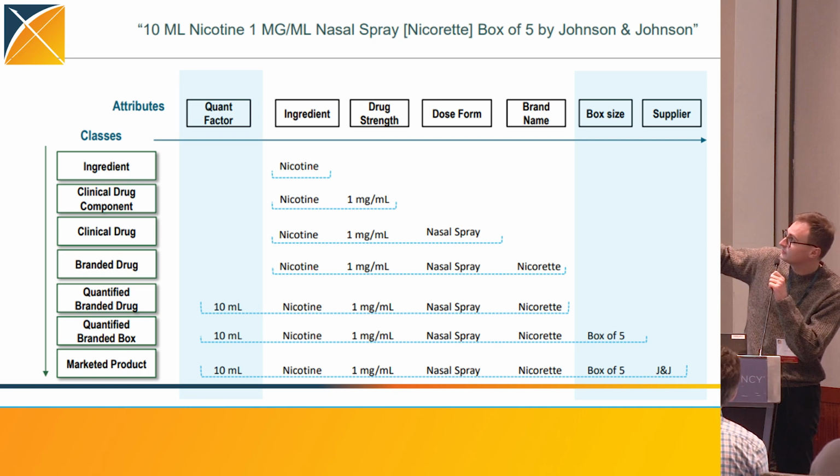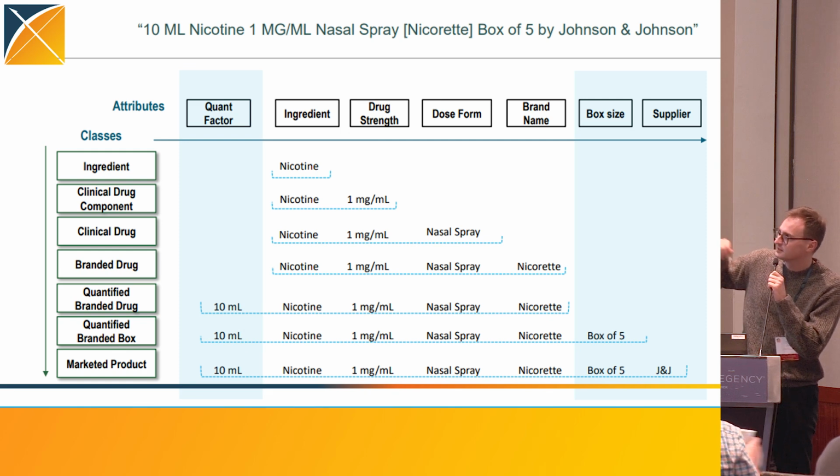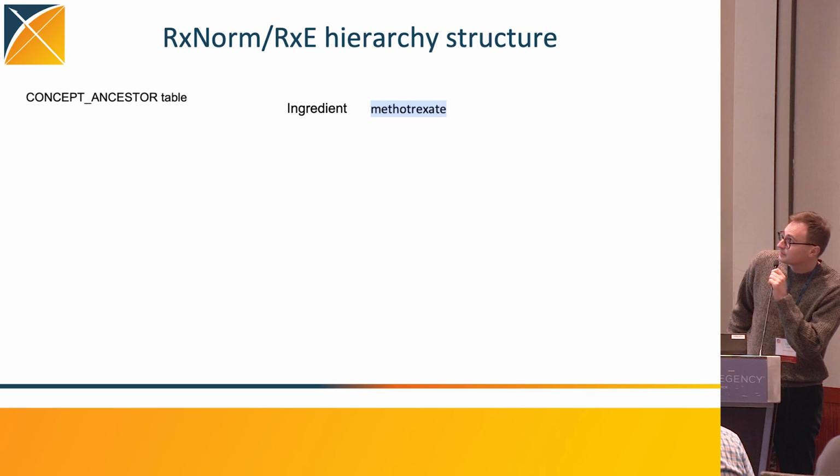So for example, ingredient plus drug strength equals clinical drug component. Nicotine, 1 milligram per milliliter is a clinical drug component. Or nicotine, 1 milligram per milliliter nasal spray, is a clinical drug. And so on and so forth. Let's see how they are connected.